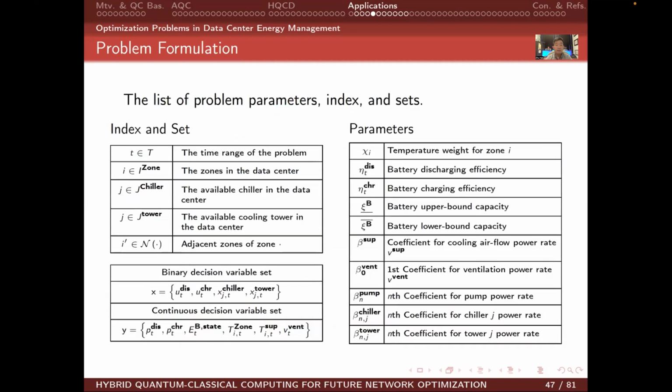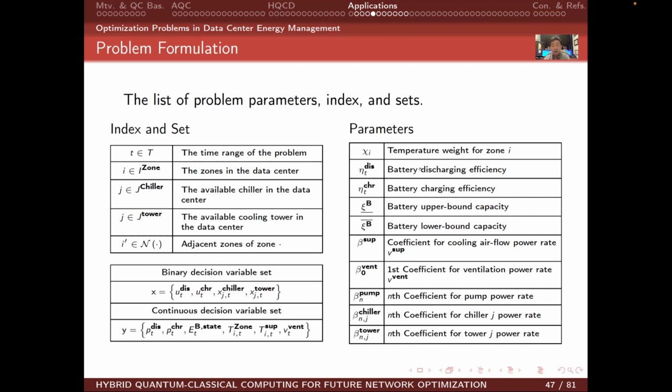And then the list of the problem parameters and the index and the set. So we have the time, and we have the zone for the data center. We have the available chiller in the data center. We have the available cooling tower in the data center and adjacent zone to zone. And for the binary decision set, we put all the previous together, and the continuous set looks like this one. And then we have the parameters.